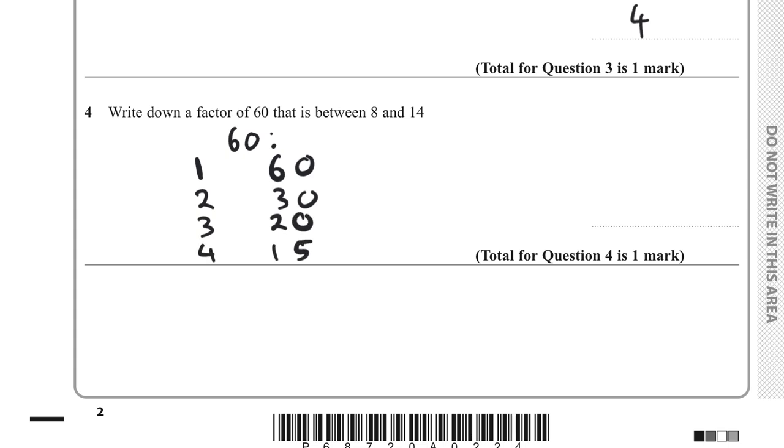Keep going. 5 and 12, 6 and 10, and already we've got a couple options, so I'm just going to pick one of those. So it's got to be between 8 and 14, so either I go 10 or I go 12, so I'll go 10, why not?